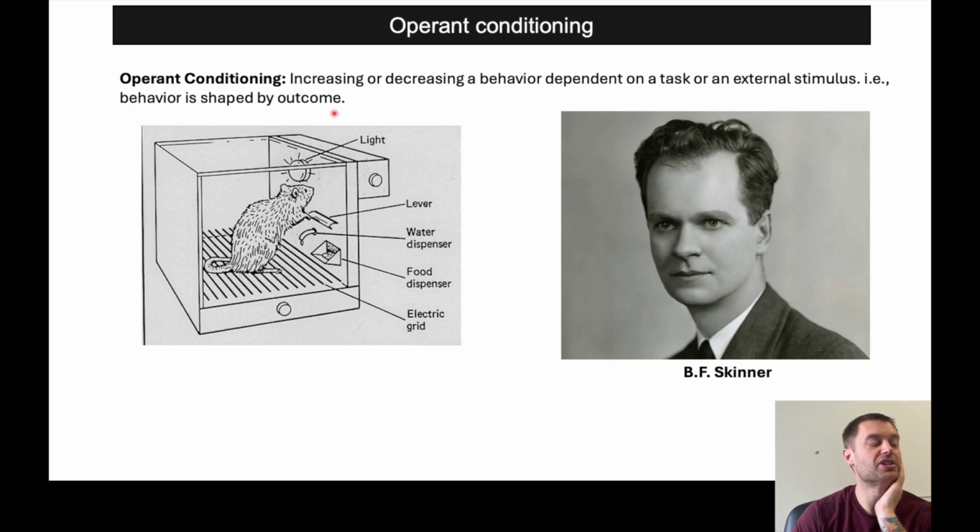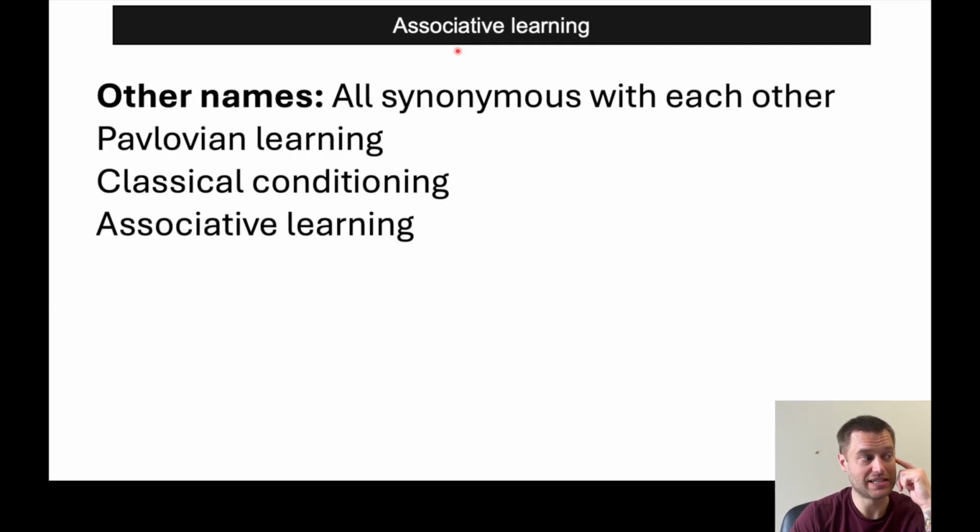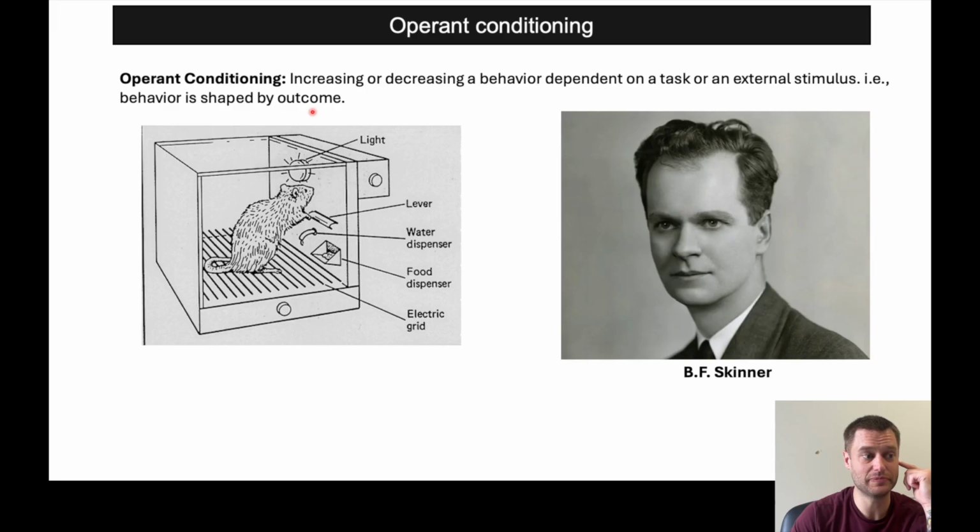But operant conditioning, defined, is increasing or decreasing a behavior dependent on a task or an external stimulus, i.e., behavior is shaped by outcomes. So that is a very important distinction between operant conditioning or Skinnerian learning, which is different from Pavlovian learning or classical conditioning, which is that the behavior is shaped by the outcome of the learning procedure.